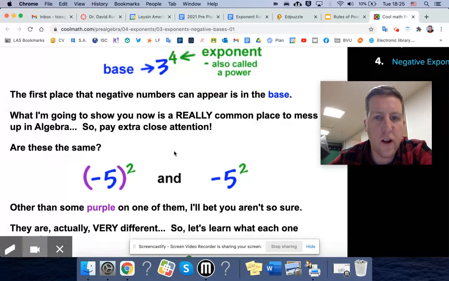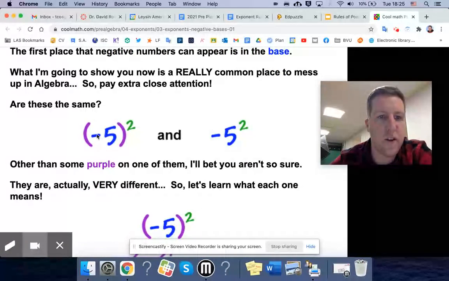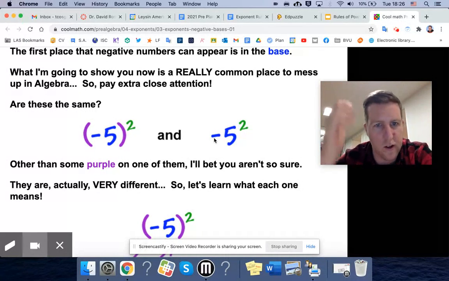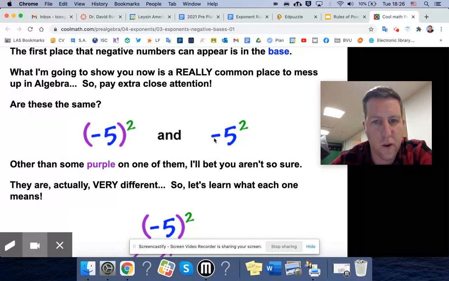And we could have a situation where we have a negative number as a base. Okay, and there's two types of situations. There's a negative with the brackets like this, and negative without the brackets. And it's very different outcomes to what happens when you have brackets and not brackets.